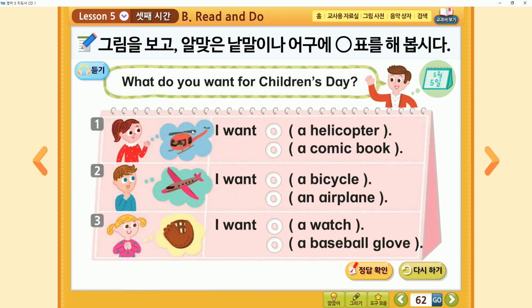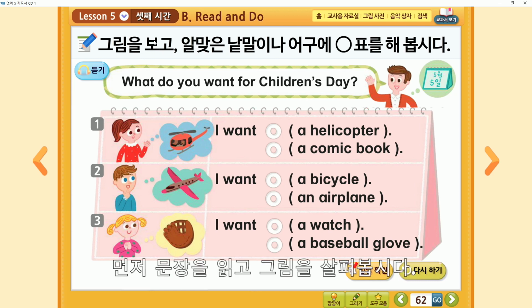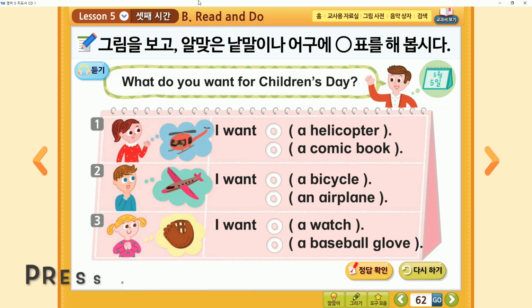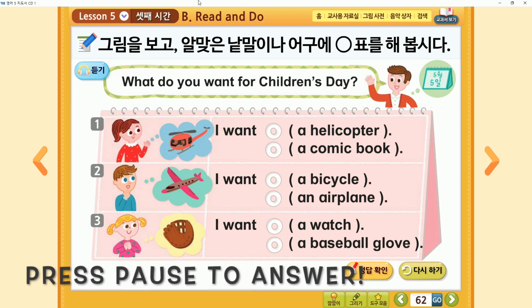B. Read and do. Read the sentences and look at the pictures. Then choose one word matching to each picture. Press pause to answer.